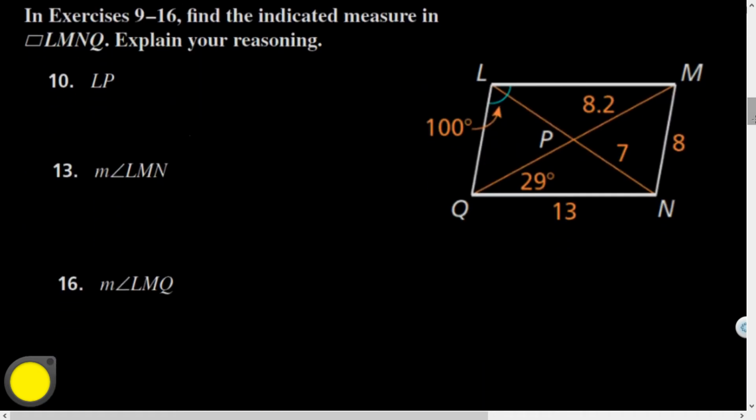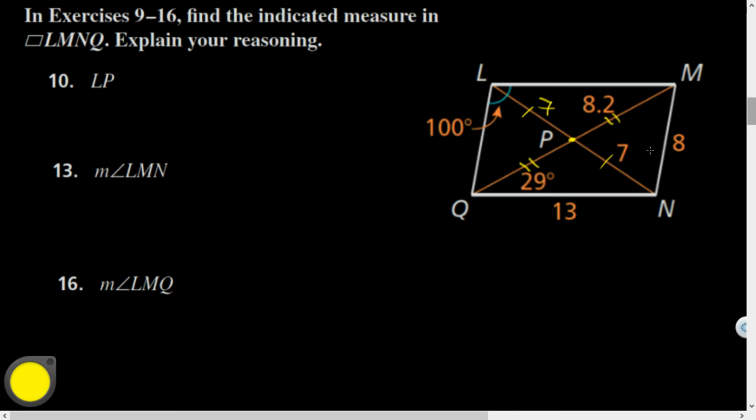All right, here's another problem with a whole bunch of information. I picked some portions of it. Find the indicated measure. LP. What's LP going to be? 7. Why is that? Because diagonals in a parallelogram bisect each other. They're not congruent to each other unless it's a rectangle.